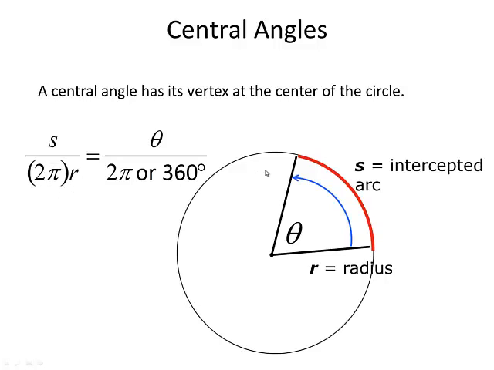This is the whole circle on the outside, and 360 degrees is the whole angle on the inside. And the S is the intercepted arc, so this is the piece of the circumference, and the angle is the piece of the whole circle, the 360. Or if the angle is in radians, then we will use 2 pi. If the angle is in degrees, we use the 360. That's why there's an or here. We either use this one or this one, depending what the units are on the angle. If the given angle is in degrees, use 360 in the denominator. If the angle is in radians, then use the 2 pi.